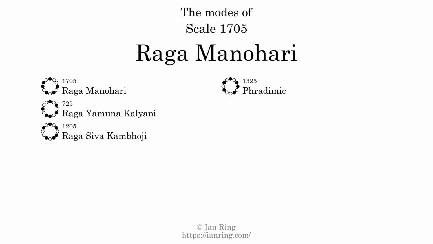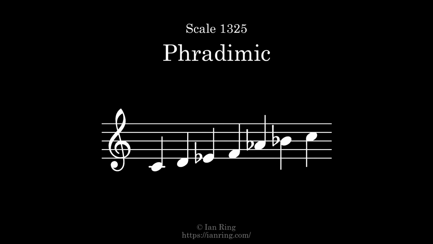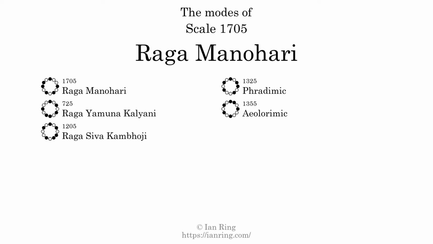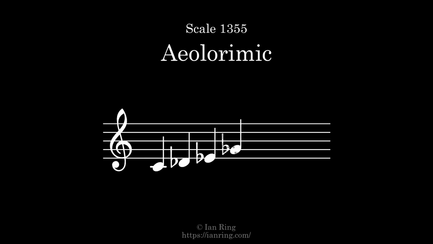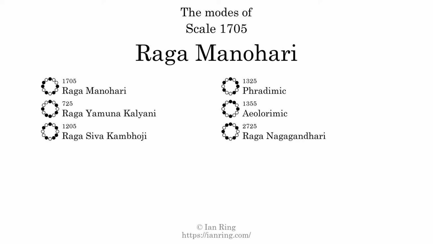The fourth mode is scale 1325, also known as Fredemic. It sounds like this. The fifth mode is scale 1355, also known as Heteromorphisms. It sounds like this. The sixth and last mode is scale 2725, also known as Raga Manohari. It sounds like this.